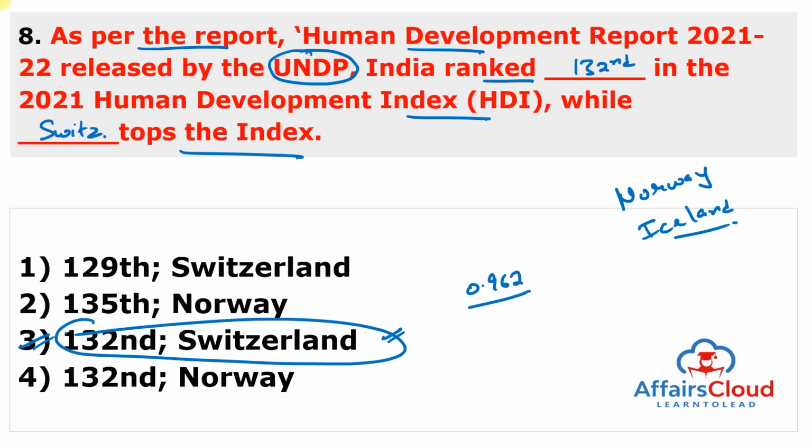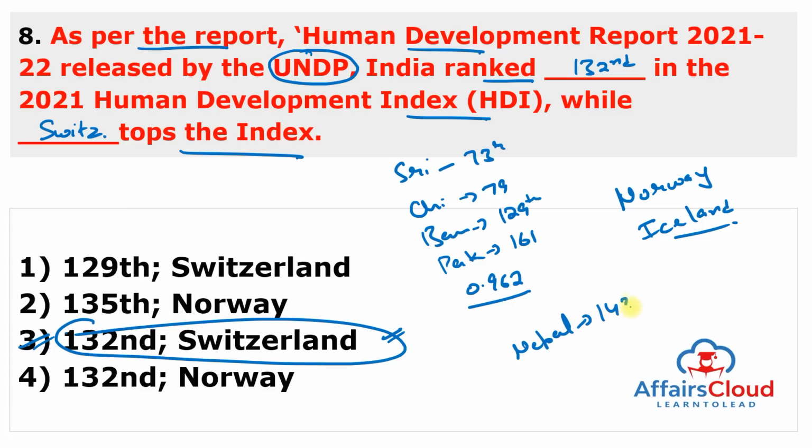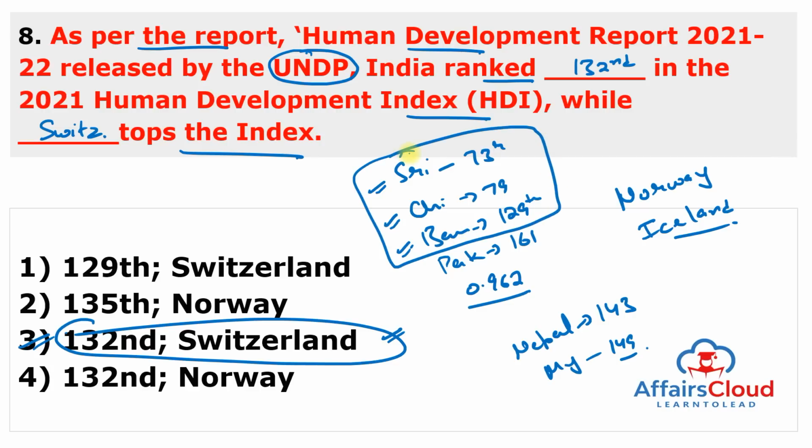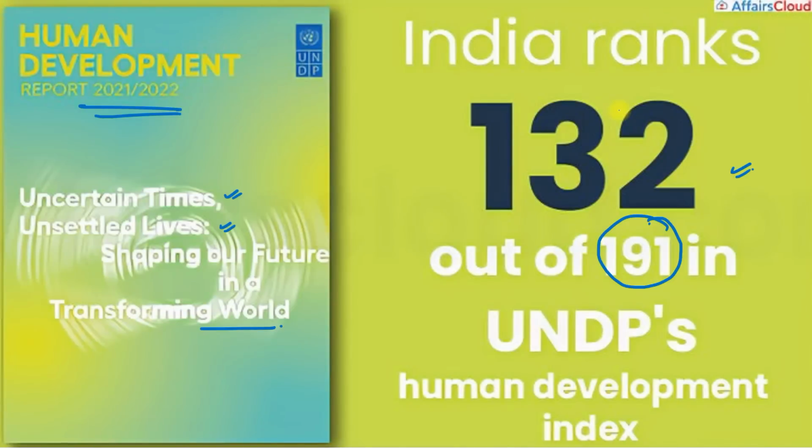And Indian neighboring countries rank like Sri Lanka rank is very good, 73rd, and China rank is also good, 79th. Bangladesh rank is also very good if we are comparing with India, like 129th rank. Pakistan rank is poor if we are comparing with India, 161 rank. Nepal rank is also poor if we are comparing with India, 143rd, and Myanmar rank is 149. So, only countries which are ahead of India are Sri Lanka, China and also Bangladesh. So, you can remember this figure. Very important question.